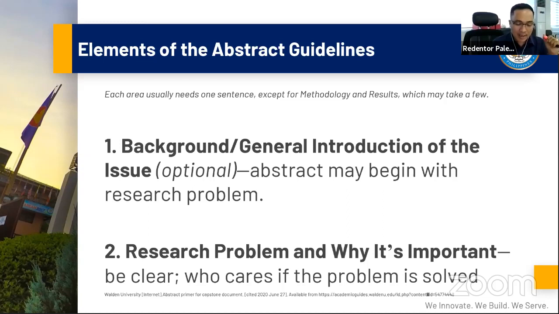Okay, and then in writing your research problem in your abstract, based on the Walden University guidelines, they have two approaches, which we can also refer to and use. The approaches are the direct approach and the indirect approach. I'll give you an example of the direct and the indirect approach in presenting our research problem in the abstract.